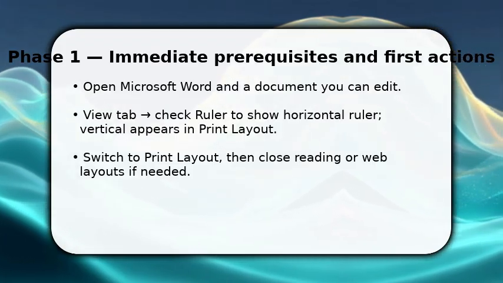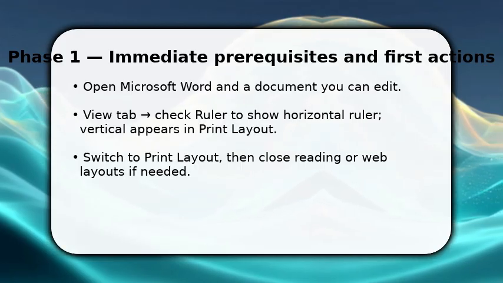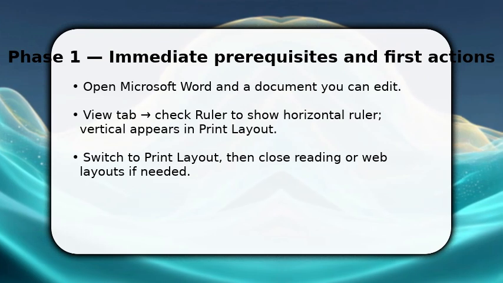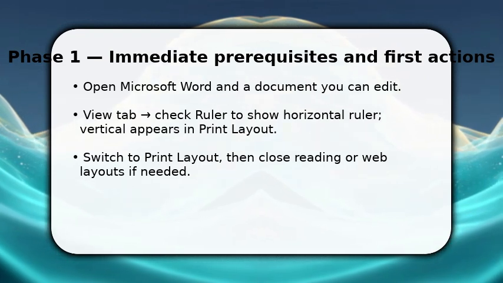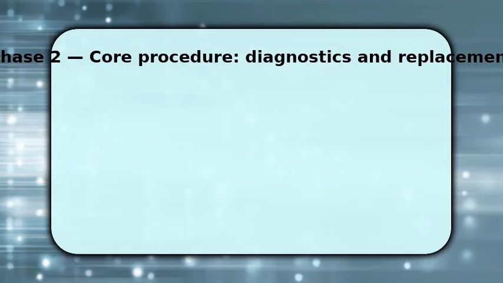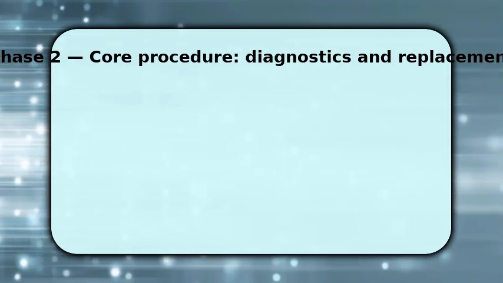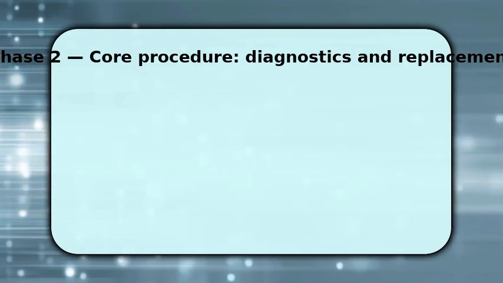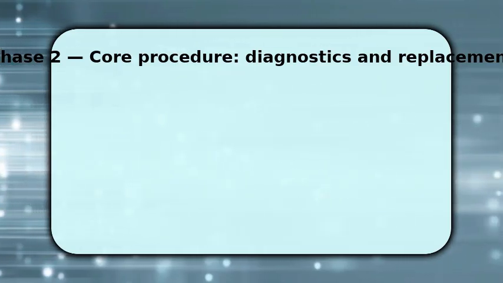These initial steps prepare Word to display the vertical ruler. They're fast, and they avoid toggling wrong settings later. Now you'll change the specific setting that controls the vertical ruler. Go to File, choose Options, then Advanced, scroll to the Display section. There you'll find a checkbox labeled Show Vertical Ruler in Print Layout View. Check it. Click OK to apply.